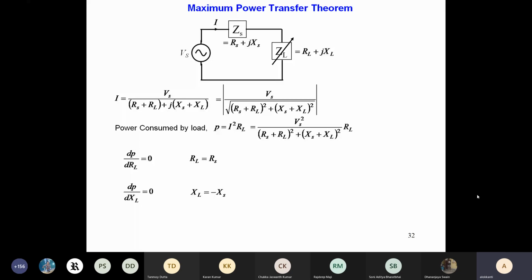So the power consumed is maximum when your load impedance is equal to RS minus J of XS. What is your source impedance? RS plus J of XS. So what does it mean? This is the conjugate of that. So when your load impedance is the conjugate of the source impedance, then you will get the maximum power. The maximum power is consumed by the load.